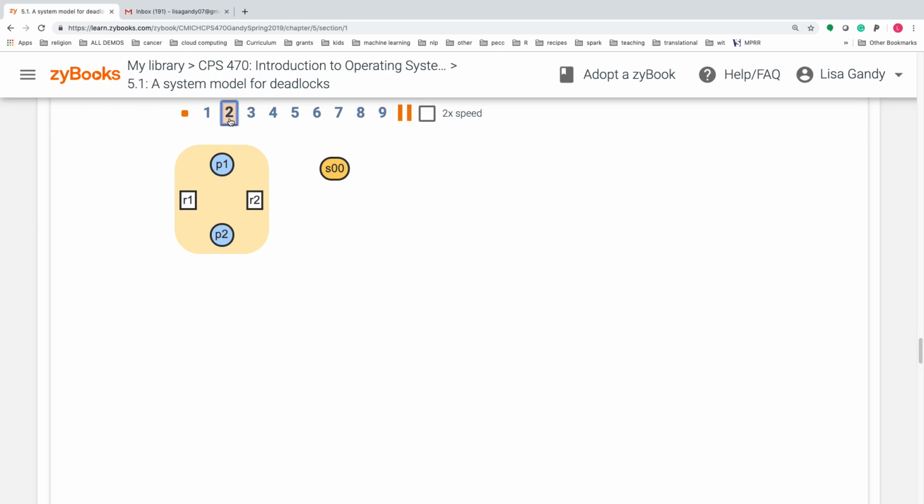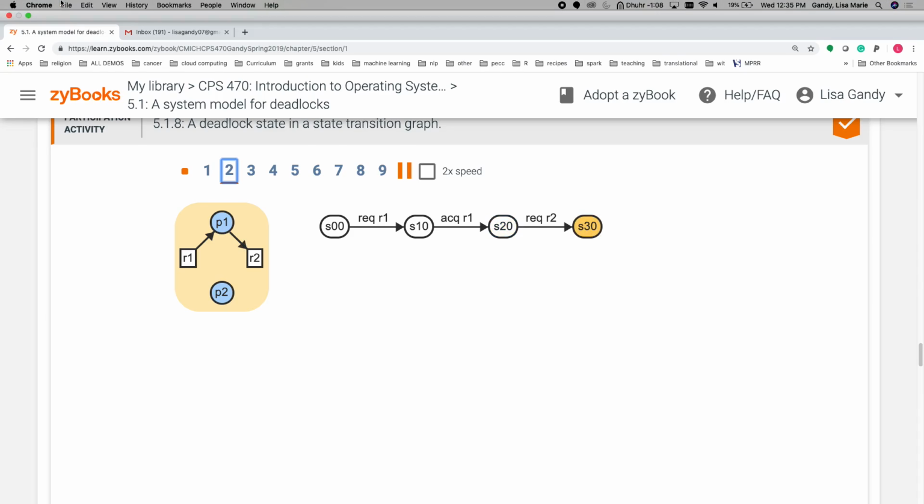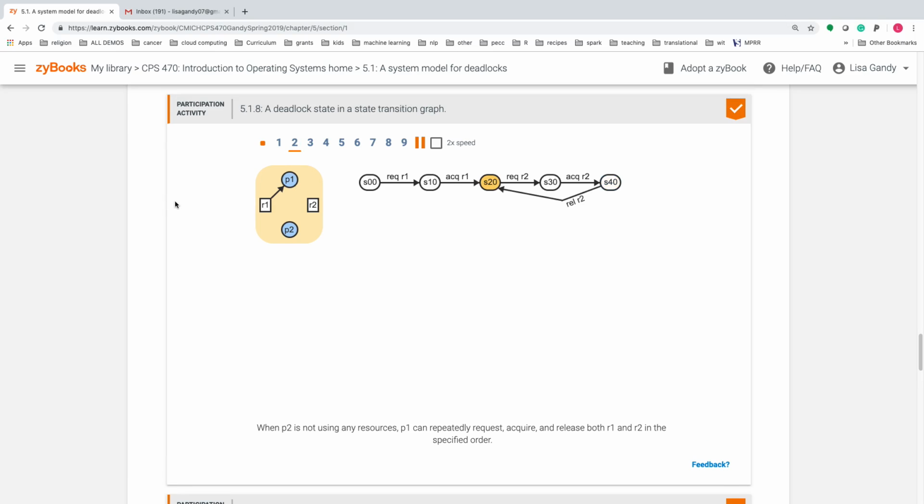Oh wait, it's down here at the bottom. Let me see if I can make this smaller so we can get it on one screen. Okay. So, we have this state. There's no resources allocated. This is called state 0. These numbers are completely arbitrary. They just have to be different from each other. And this is basically what's happening in the system.